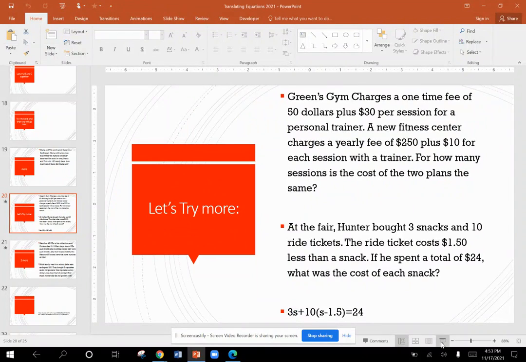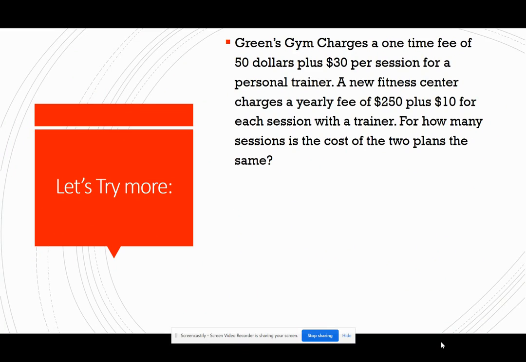All right, so we're going to go back to this problem. So we have Green's Gym charges a one-time fee of $50 plus $30 per session for a personal trainer. The new gym charges a fee of $250 plus $10 for each session. So how many sessions is the cost of the two plans the same? So we're looking for the session amount, and we want to know when they'll be the same.